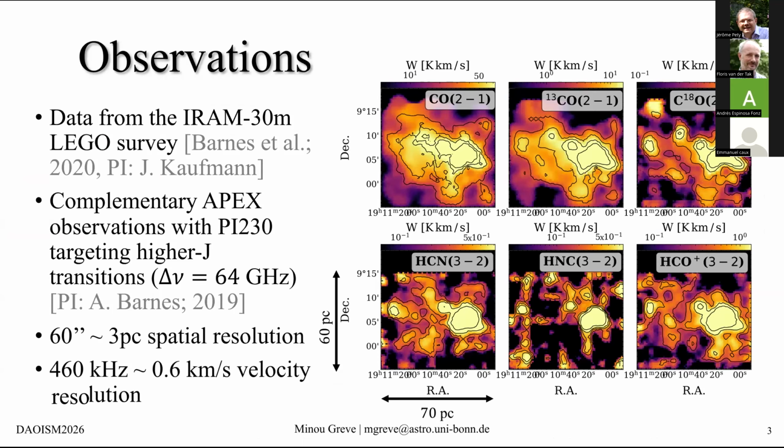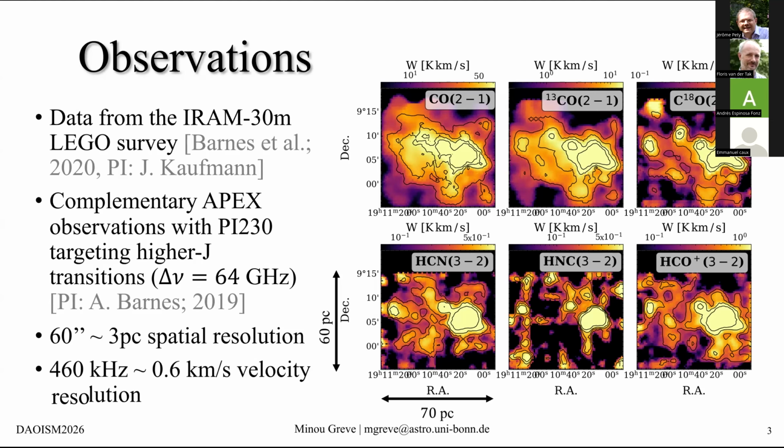This work is based on the 3 millimeter data that we already heard about from the LEGO survey, which was already introduced in great detail by Jens Kaufmann and Lukas Neumann before. And in this project, we complement these data with APEX observations, which were conducted with a PI230 receiver targeting higher J transitions of the same molecules. So these were conducted in 2019 under the PI of Ashley Barnes.